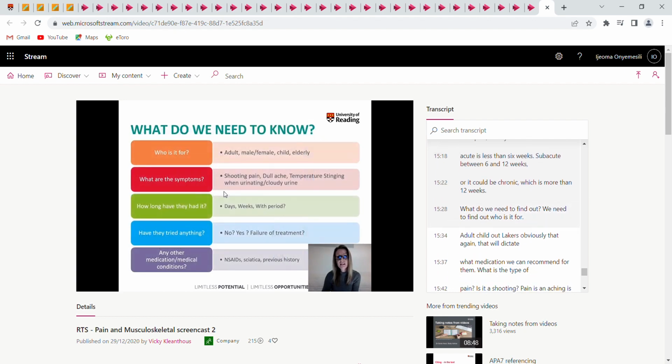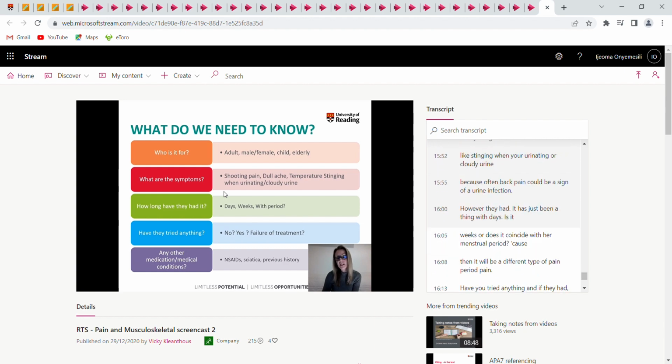What do we need to find out? We need to find out who is it for, adult, child, elderly, because obviously that will dictate what medication we can recommend for them. What is the type of pain? Is it a shooting pain? Is it an aching? Is it a dull pain? Is it quite a vague pain? Is there any temperature? Is there any stinging when urinating or cloudy urine? Because often a back pain could be a sign of a urine infection.